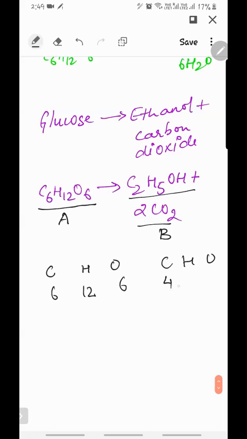It will be 4. Then hydrogen is 5 plus 6. Okay, so we'll write 6. Then here, how many oxygen is there? 1 oxygen is here and 4 oxygen is here. So 4 plus 5. Okay, now can you balance it?